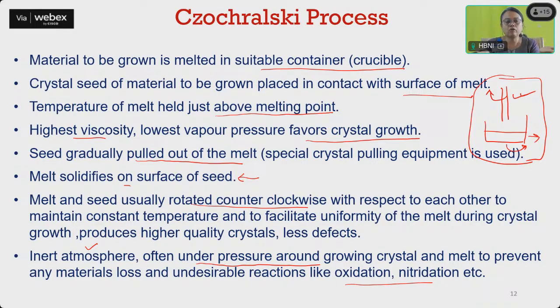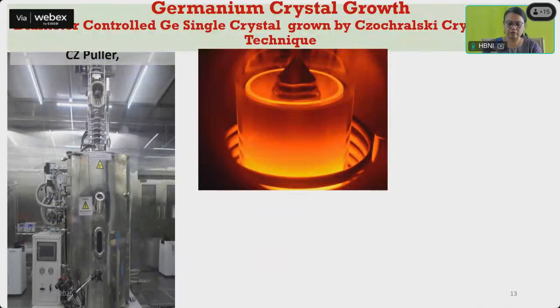So you can change the environment in the crystal growth system to get whatever kind of effect you want. If you are growing an oxide crystal, you can have an oxygen environment. If you are using a semiconductor, you can have an inert environment, or you can have a reducing environment. So these are the flexibilities you have when you are growing by the Czochralski method.